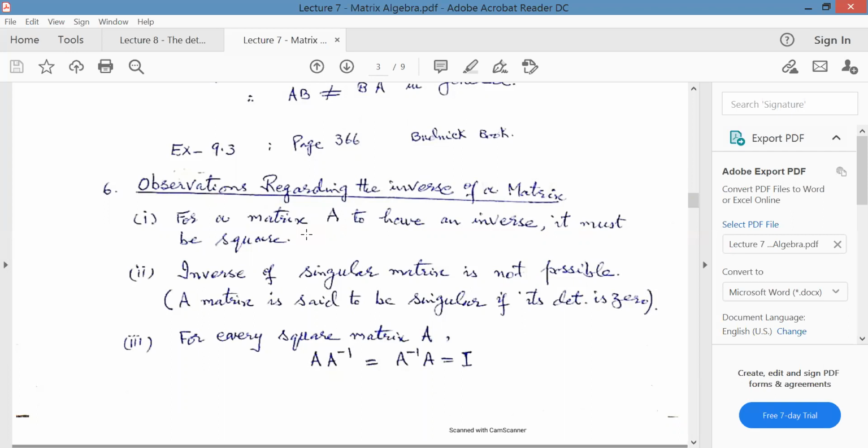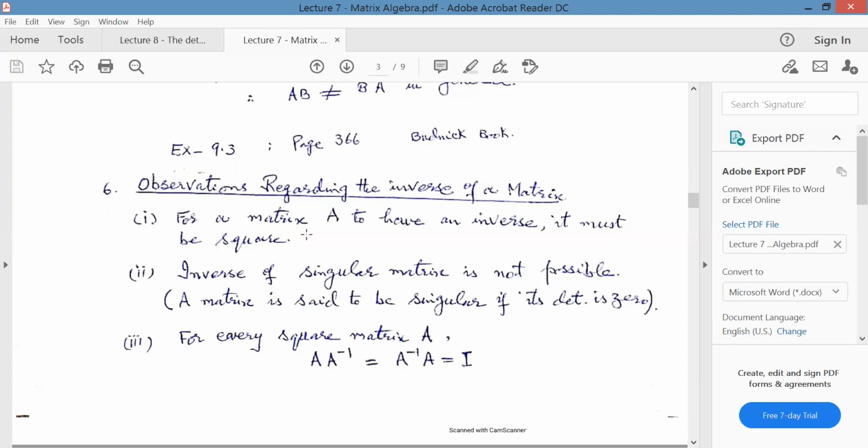Number two, the matrix should not be a singular matrix. I told you its determinant should not come equal to 0. If the matrix is square but after finding its determinant the answer is 0, still the inverse is not possible.